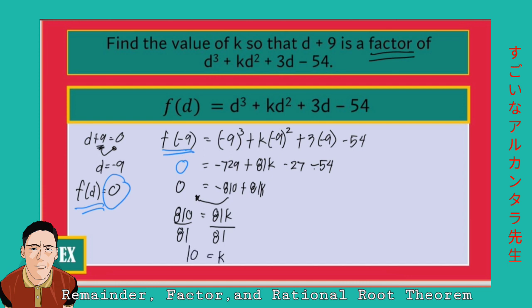So that's it. If you want to know the actual polynomial, substitute 10 to k. So we're going to have d raised to 3 plus 10 d squared plus 3d minus 54. That's it. So we just change our k to 10. So that's how it works. That is the factor theorem.